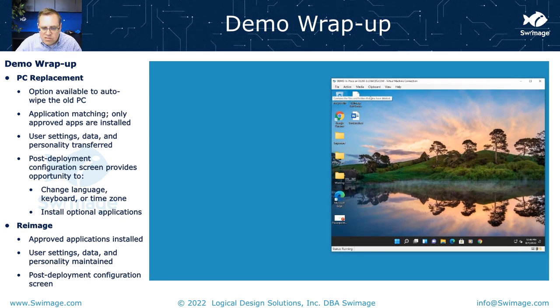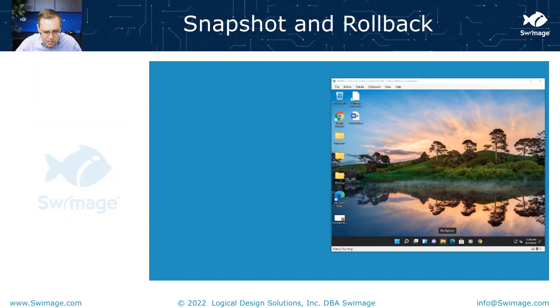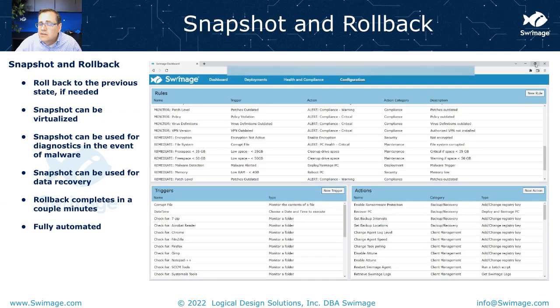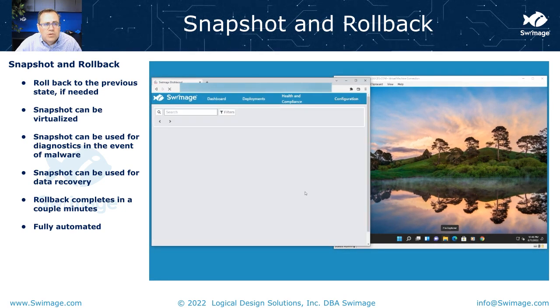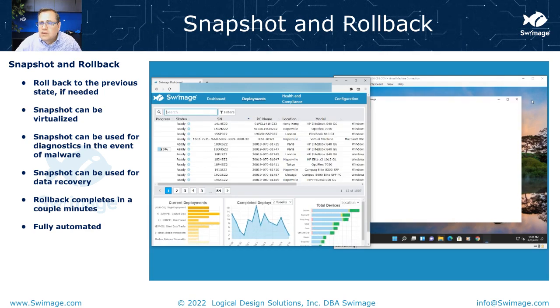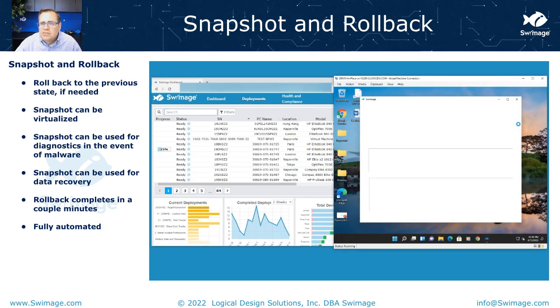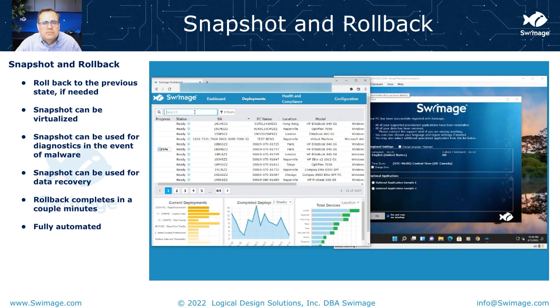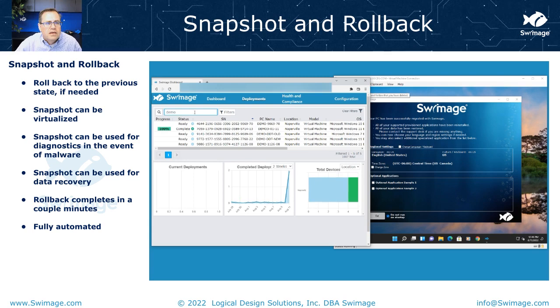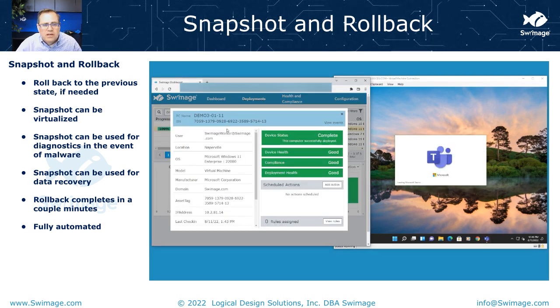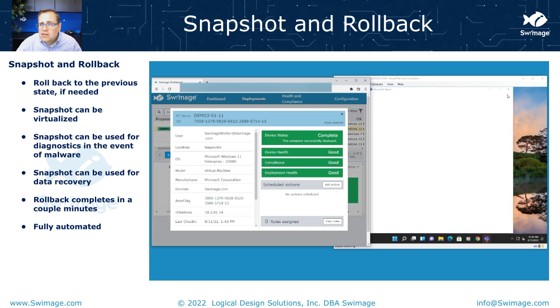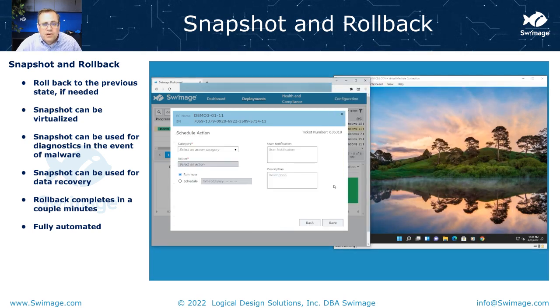While that's churning, I want to show you one more cool little feature of Swimage. Pull up my console here again. Go back to my deployments. I'm going to find this machine. There's my post dialog. I'm going to filter him back down again. He says complete here, 100%. So I'm going to open him up, and I'm going to add an action.